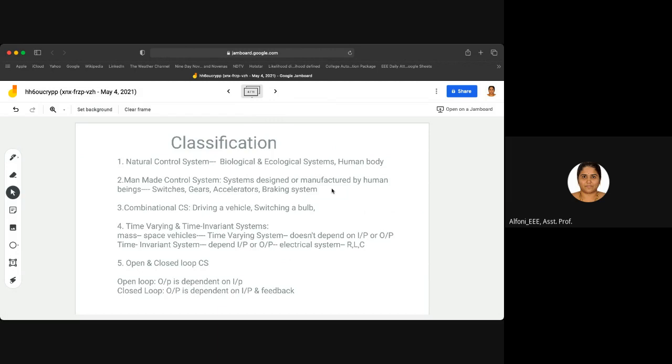How can we say that? To drive a car, first of all, the person should control his mind. At the same time, based on the input given by the brain, he has to control his vehicle using the accelerator or a switch or a gear or a braking system.